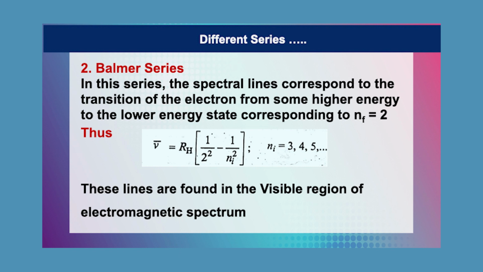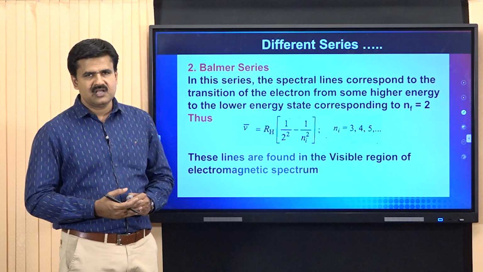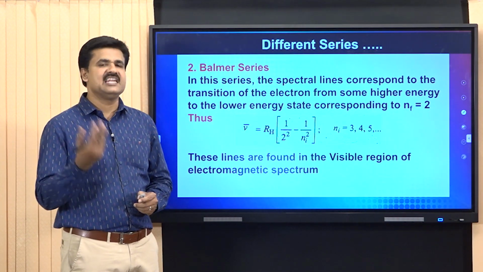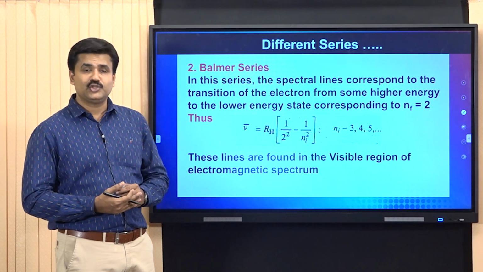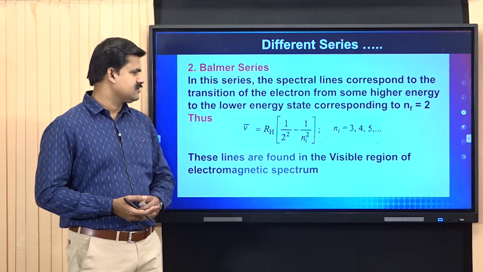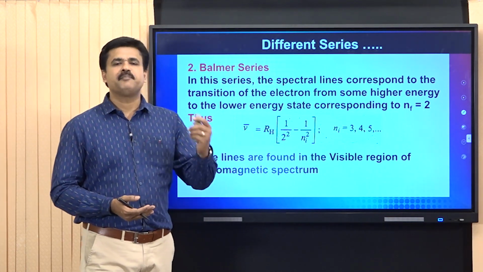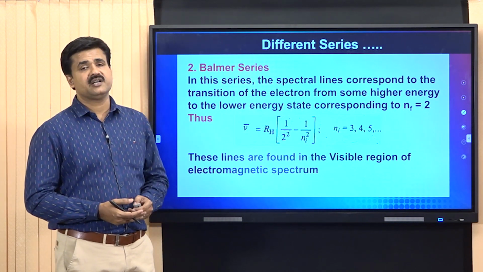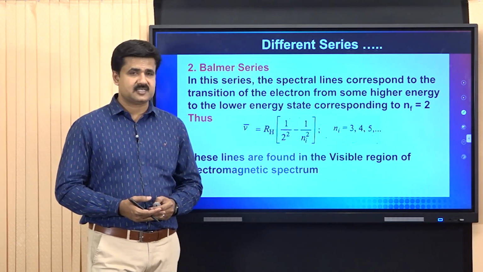This is because for the Balmer series, the value of n final is fixed, that is equal to 2, and n initial is any number higher than 2. These lines, as I already mentioned, appear in the visible region of the electromagnetic spectrum.